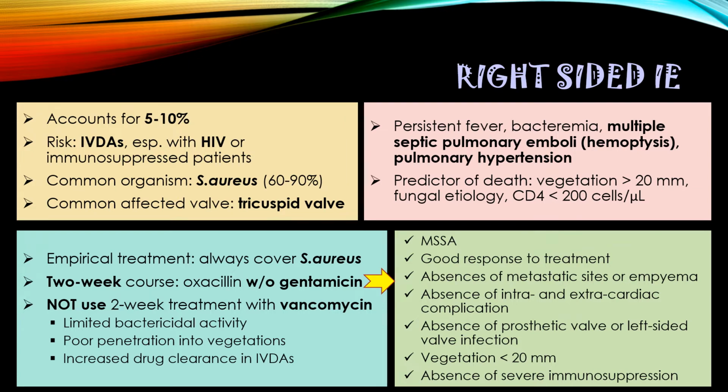With the following indications, you can use 2 weeks of treatment for right-sided Staphylococcus aureus. The first is MSSA, good response to treatment, no metastatic site, no intracardiac or extracardiac complication, not a prosthetic valve, no other left-sided valve involvement, not too large vegetation, and no suppuration. If the patient fulfills the criteria and has right-sided endocarditis, you can use a 2-week regimen of oxacillin.